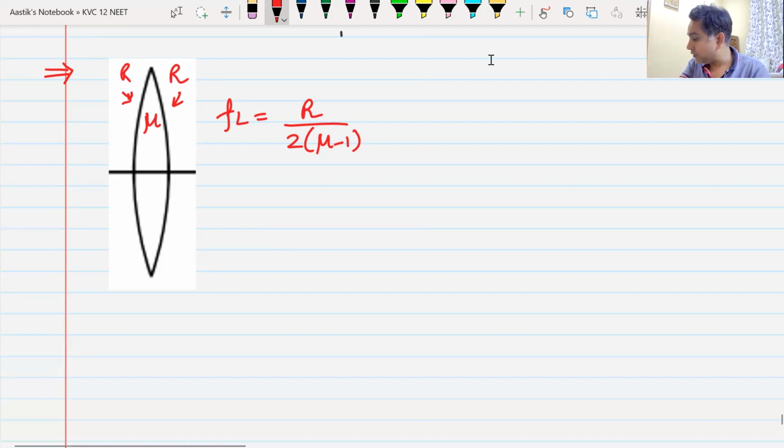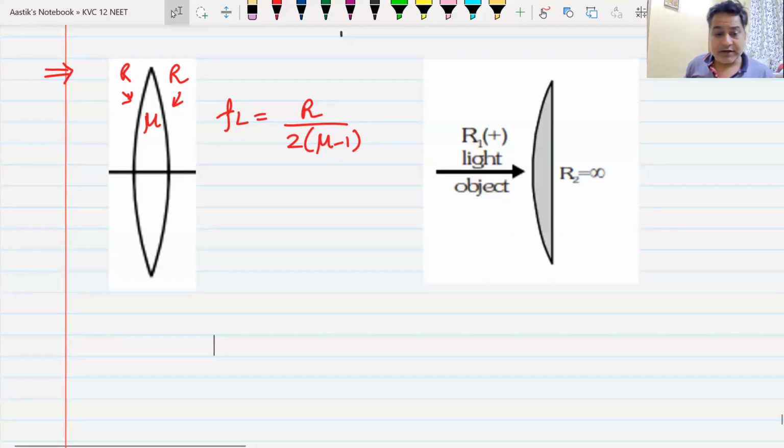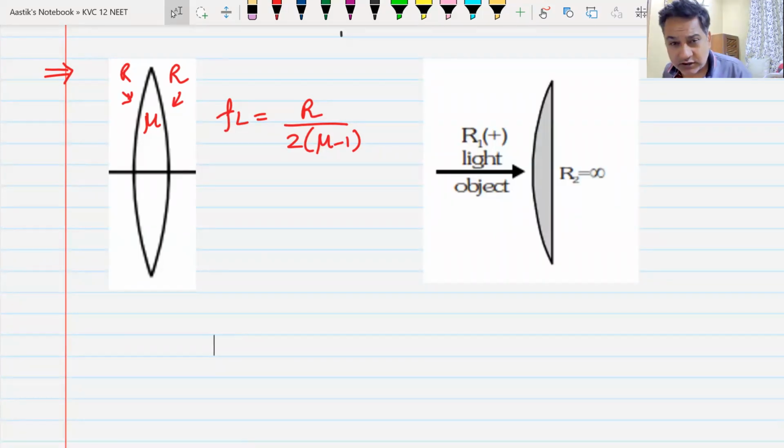Please note it down if you don't remember it. This is case number one. Case number two, many a times you come across a plano-concave lens or plano-convex lens. Remember, a plano-concave lens will have negative focal length. A plano-convex lens will have positive focal length.